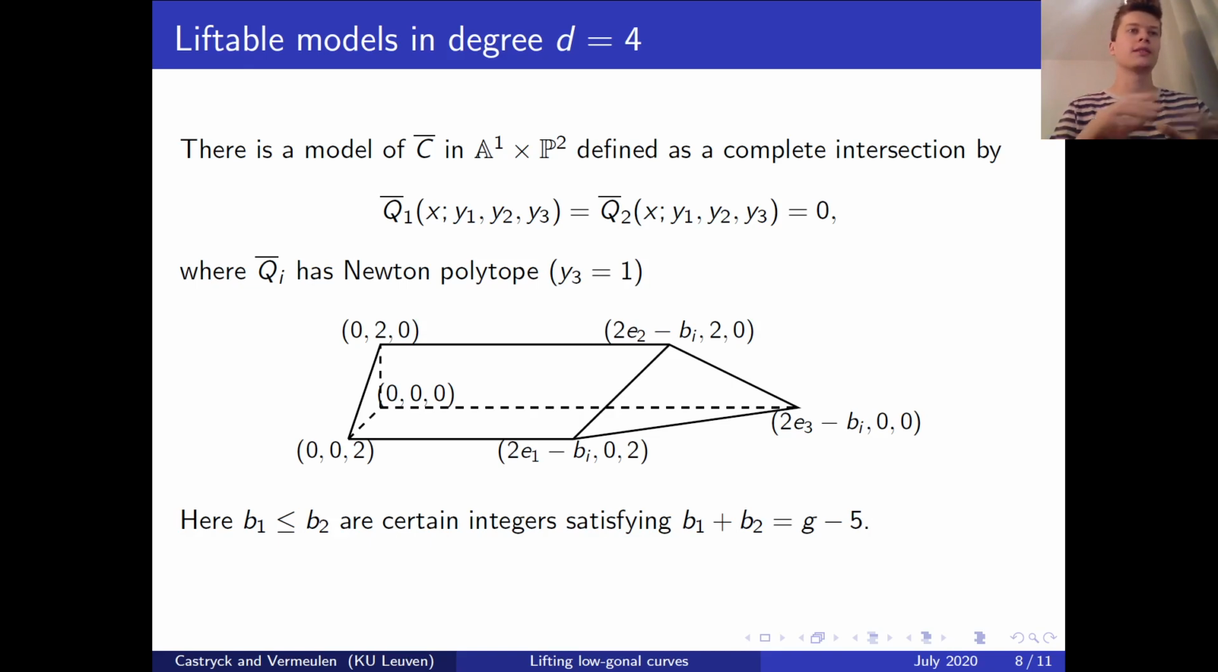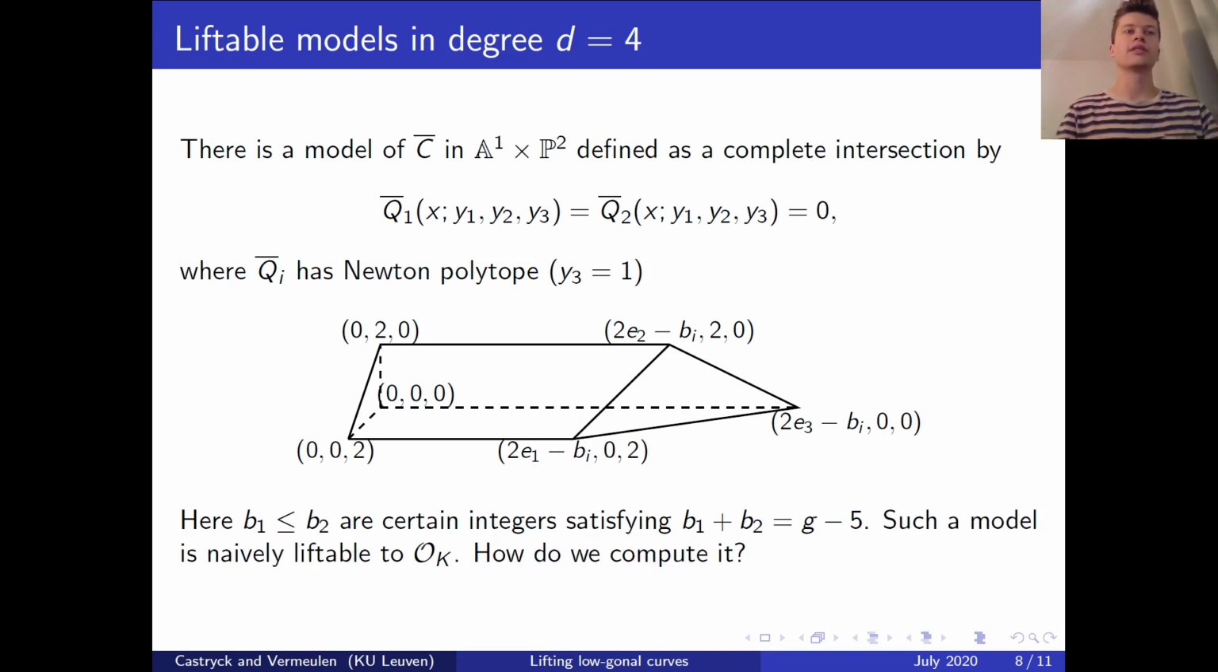So again, if you have such a model, then you can lift it naively to O_K. So you will just lift these two quadratic forms, then you land in A1 times P2 over the field K. You take their intersection, and this will be a lift of the curve C. But how do we actually compute this model?